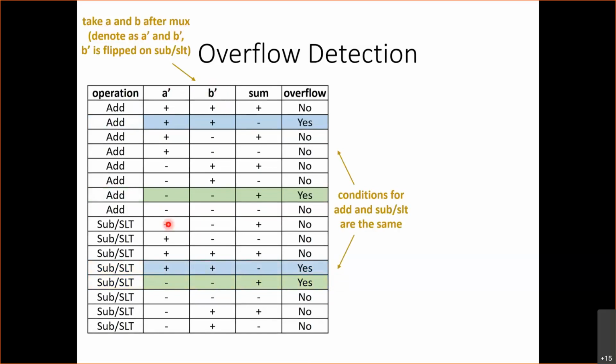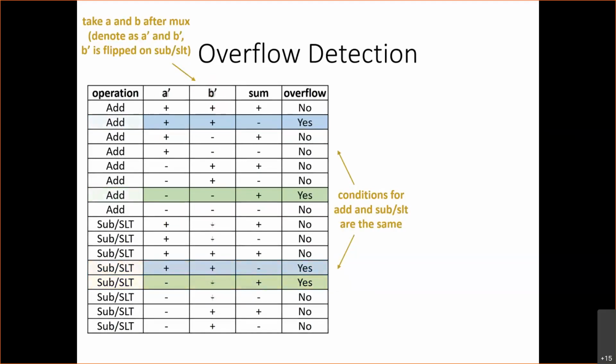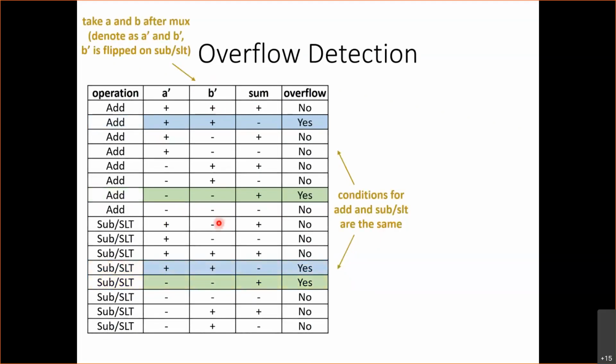Okay, so in this case, for addition, B and B prime are going to be the same. But for subtraction, B and B prime are going to be opposites. So for subtraction, B prime is going to be the opposite of B. B prime, again, is B after the multiplexer. So if I'm doing subtraction, B prime is going to be not B, and it's going to look like this. So now if I look at B prime, if I look at not B for subtraction, you'll notice that we have the exact same conditions for add and subtract, right?